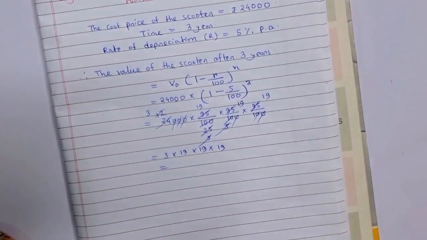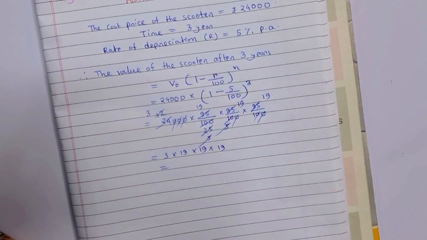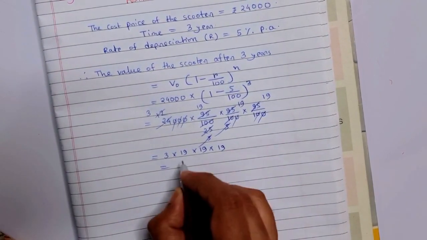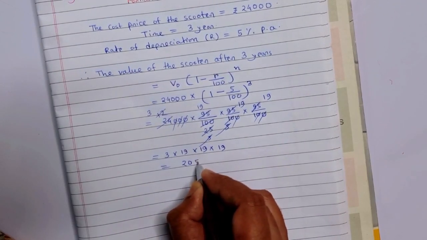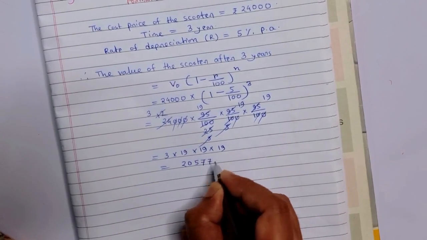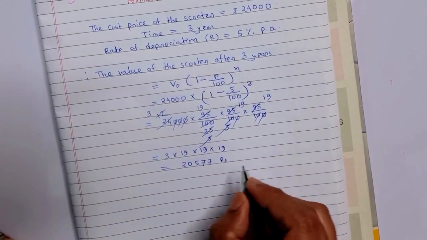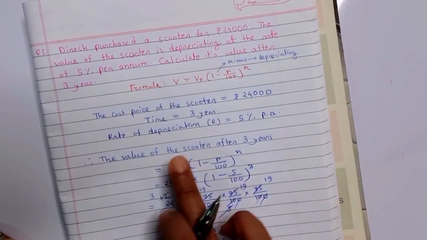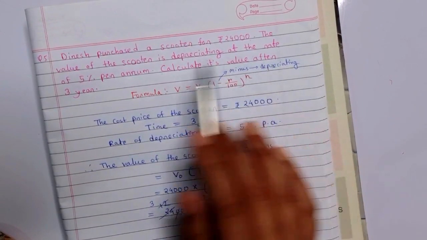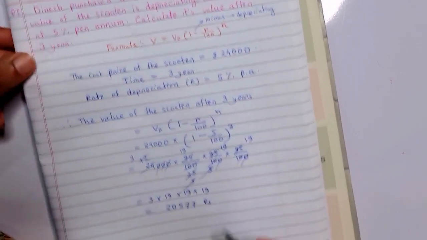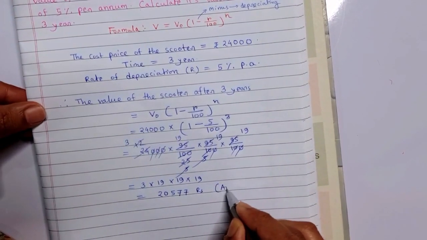Now if you simply multiply these values, you will get the answer. So 3 times 19 is 57, and 57 times 19 in total gives 20,577 rupees. So this is the value of the scooter after 3 years. Now let's see what they are asking: calculate its value after 3 years. So in this case, this is my final answer.